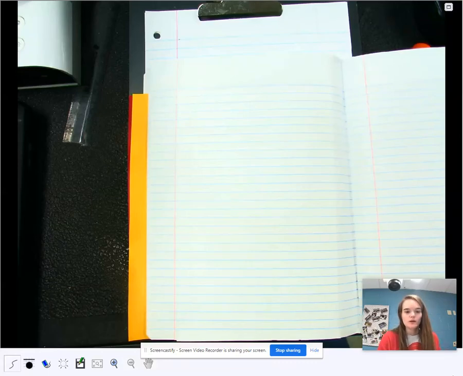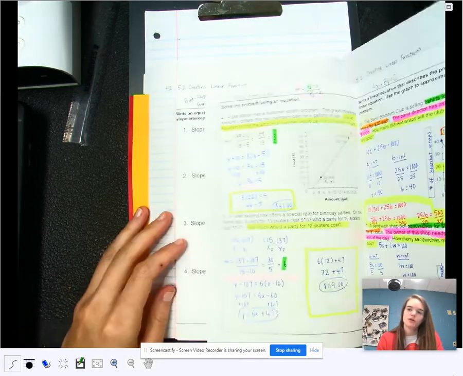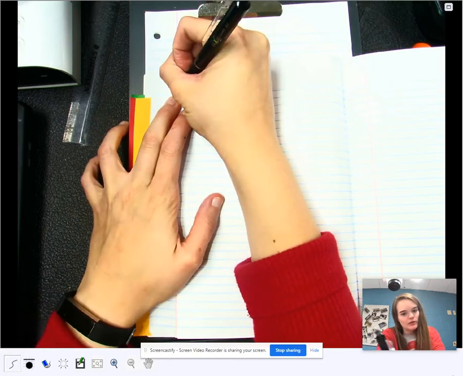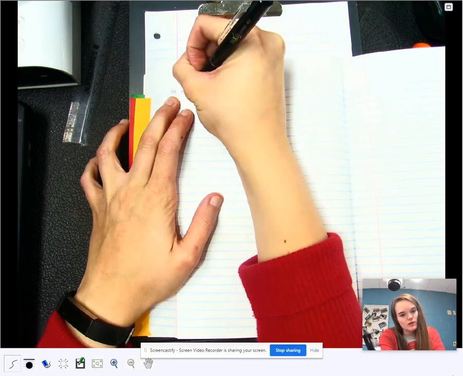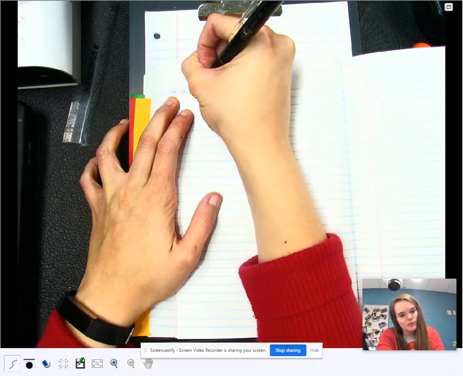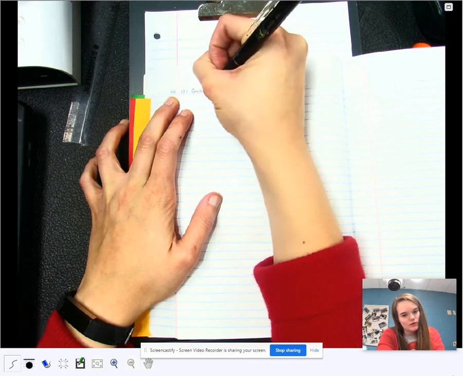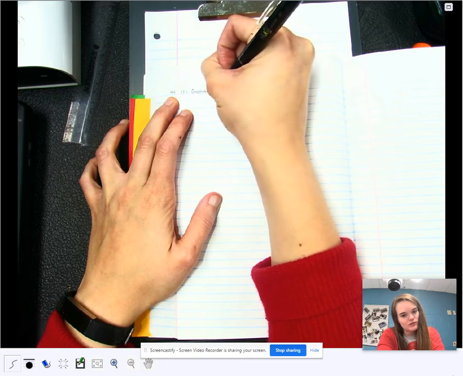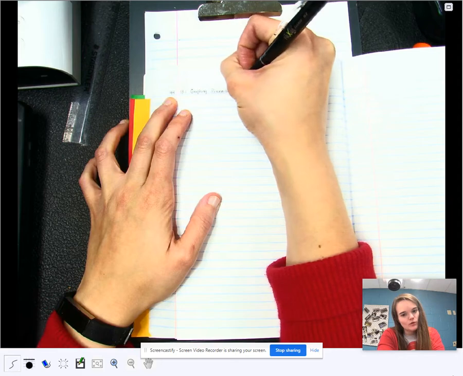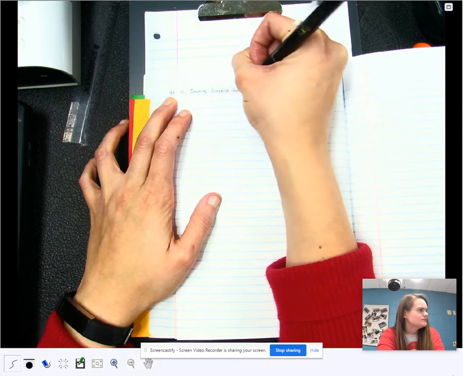Alright guys, so we are going to start something other than lines today. We are going to start another type of function. So go ahead and open your notebook, page 44, and label it 13.1, graphing piecewise functions. Now we're doing a lot more than graphing piecewise functions, and I'll explain what a piecewise function is in just a second, but we're doing more than graphing them.